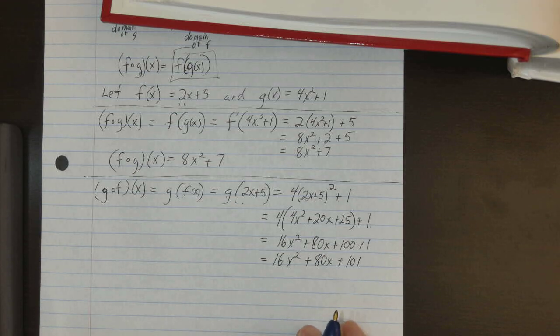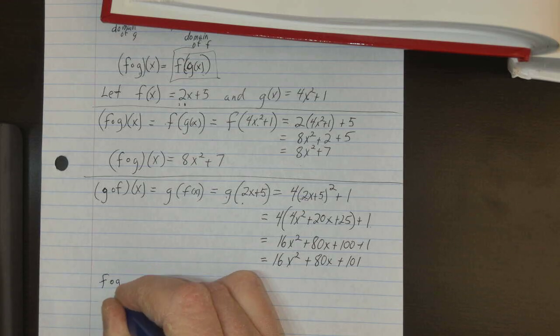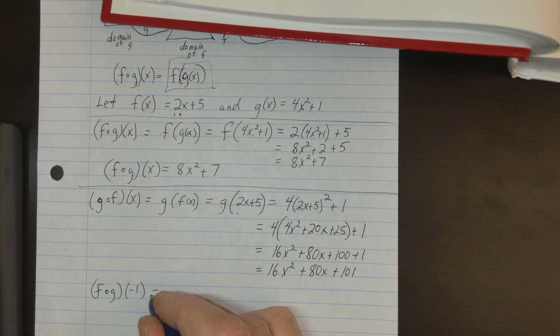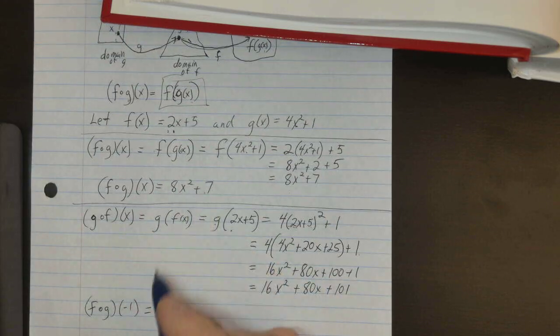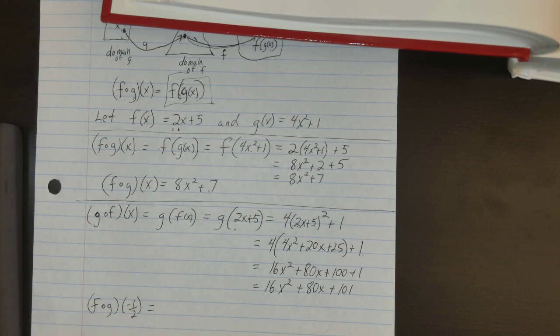All right. Now, let's say we wanted the specific value, f of g of negative 1/2. Well, f of g of x is 8x squared plus 7, so we substitute negative 1/2 for x.